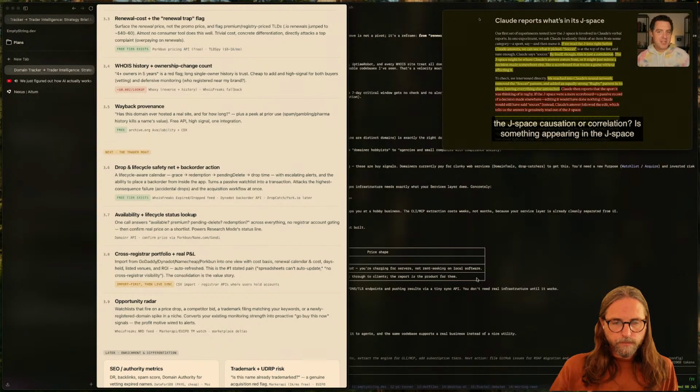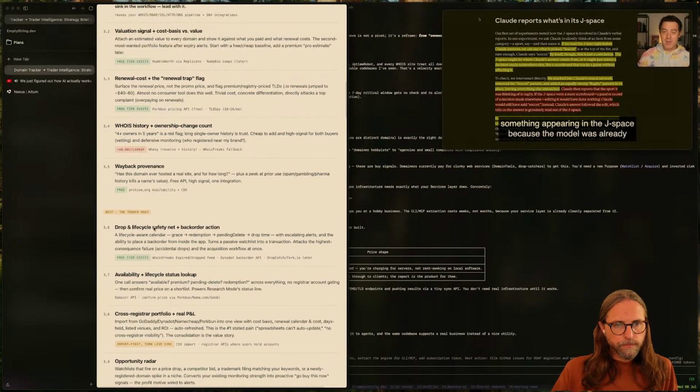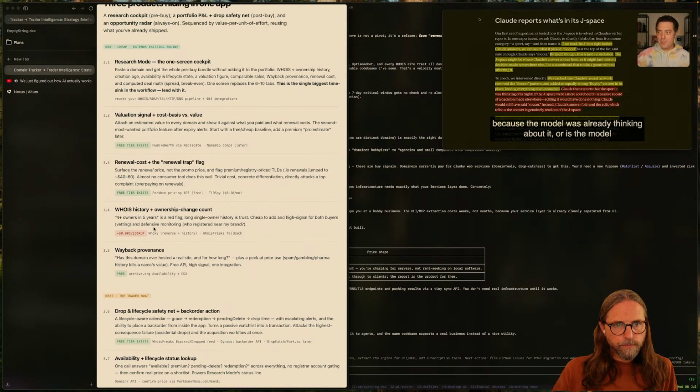Is something appearing in the J-space because the model was already thinking about it? Or is the model outputting something or thinking about something because it was in the J-space? Well, Anthropic tried to figure this out. So they asked Claude to think about a sport silently. Don't say anything, just think about it. And then name it. So if we read the J lens, which is kind of the way that they look into the J-space, right before Claude answers, we can see what it picked: soccer.